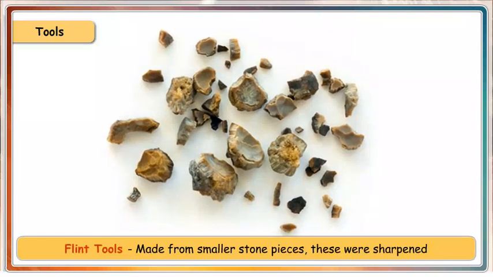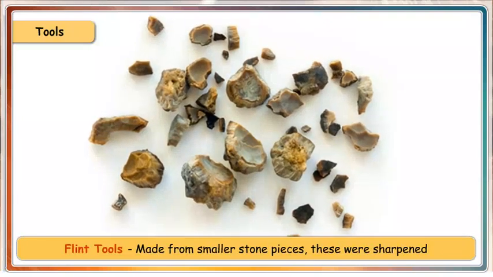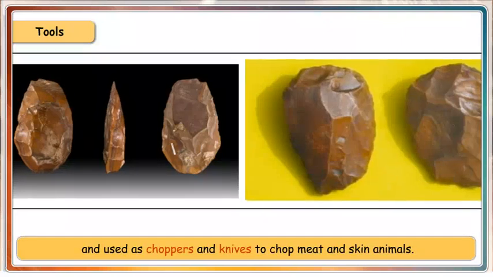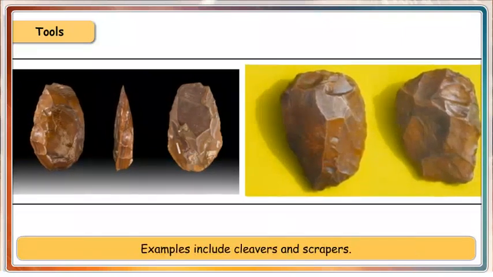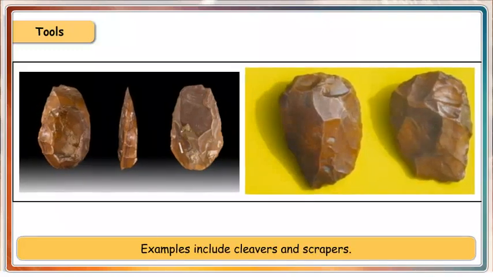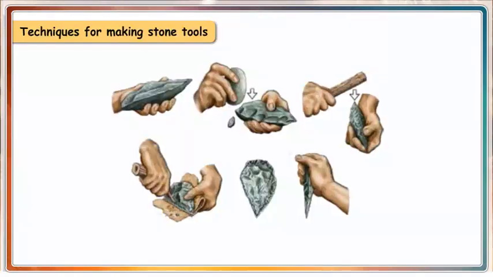Flint tools. Made from smaller stone pieces, these were sharpened and used as choppers and knives to chop meat and skin animals. Examples include cleavers and scrapers.